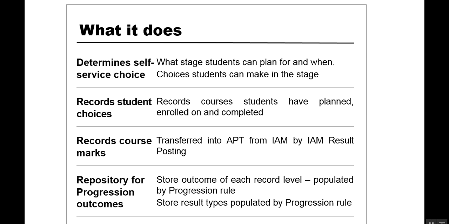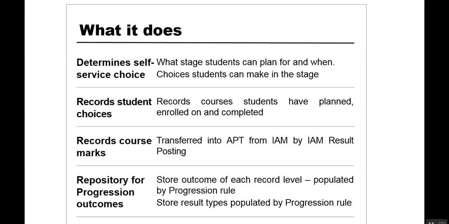And then finally, the APT is a repository for progression outcomes. So it's where we store the outcome of the progression rule we run to check whether a student has successfully completed a stage. The outcome of that will be stored against the stage record in the APT. It will say satisfied or not satisfied, but also data that's used in the progression rule, such as total credits passed, failed, their average mark, overall average mark. That is also recorded in the APT and populated by additional rules that are used prior to or as part of the progression rule.